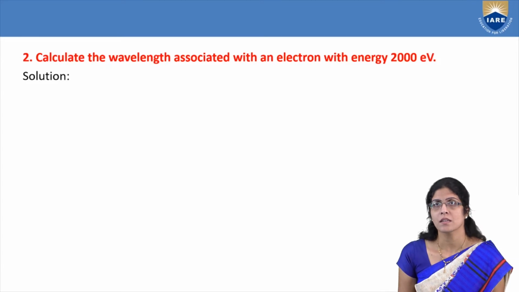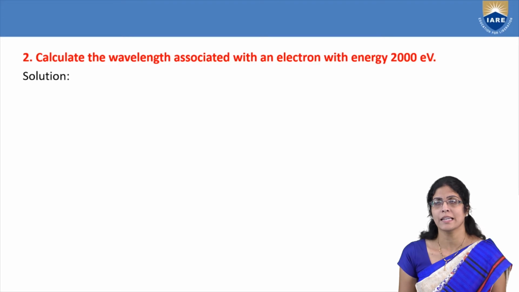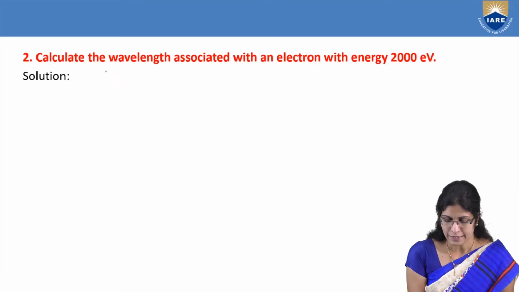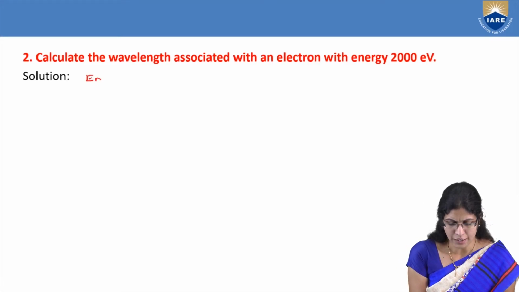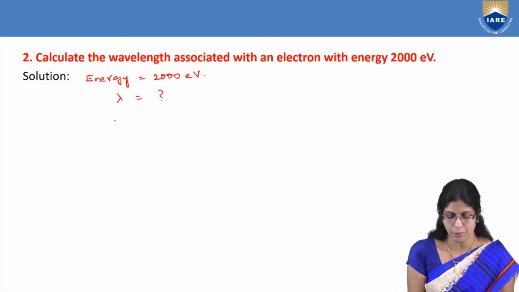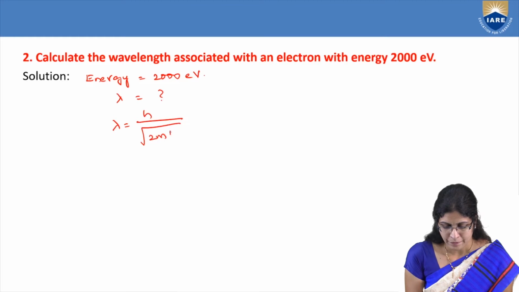And coming to the next problem, calculate the wavelength associated with an electron with energy 2000 electron volt. So what are you given here? Energy. Energy is given as 2000 electron volt. And what should you find out? Lambda is equal to how much? So the same formula again, lambda is equal to h by under root of 2 m E.